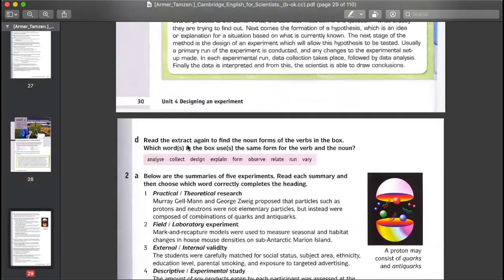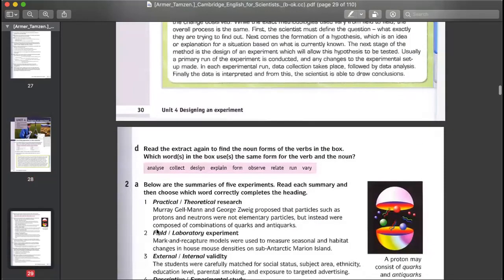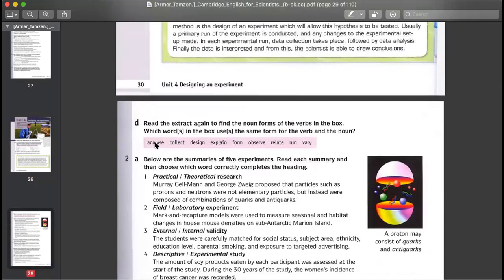Here we have read the extract again to find the noun forms of the verbs in the box. Here you have verbs. You will write the noun forms of these verbs according to this short passage or paragraph. You will read it quickly, then you will give me the noun form. I will start doing, for example, we have analyze, the verb analyze. The noun form of the verb analyze is analysis. Analysis بنات بتكون الnoun form of the verb analyze. Analyze شكل وanalysis تكتب بشكل آخر.